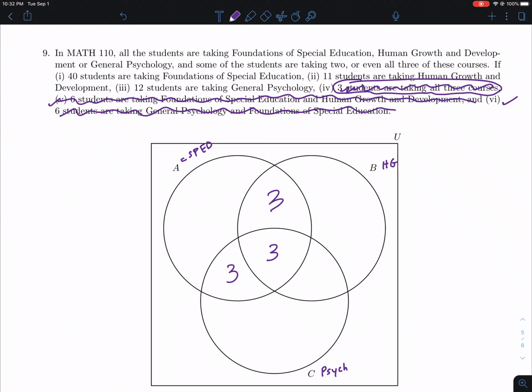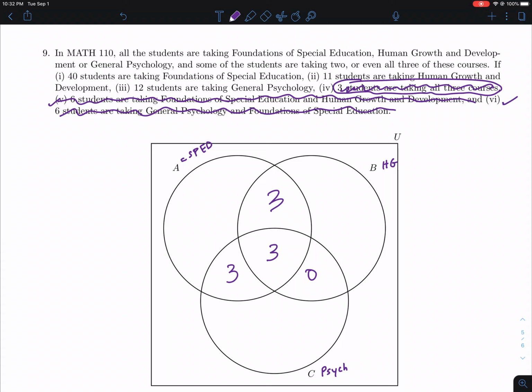And so if I notice, all the other things that we're talking about are related to individual circles. So 40 students are taking Foundations of Special Ed, 11 are taking Human Growth and Development, 12 are taking General Psychology. So there's no other intersections. So what that means is this guy here is actually going to be a 0. So that means that there's no students that are taking just Human Growth and Development and Psychology in this case. Otherwise, there would have been a spot for them up on our list. So in this case, we get that 0 for free.